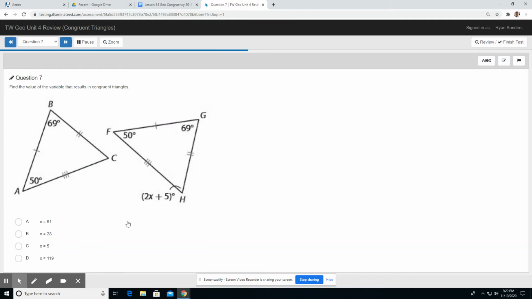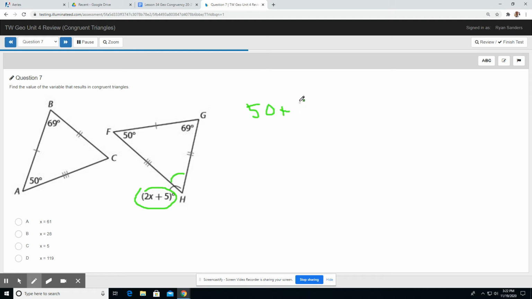All right, find the value of the variable that results in congruent triangles. Okay, so 69, 50, blank. That means we need to find this angle right there. We got the 50 and 69, and we got the side. So by side, they're congruent. We just need that last angle.